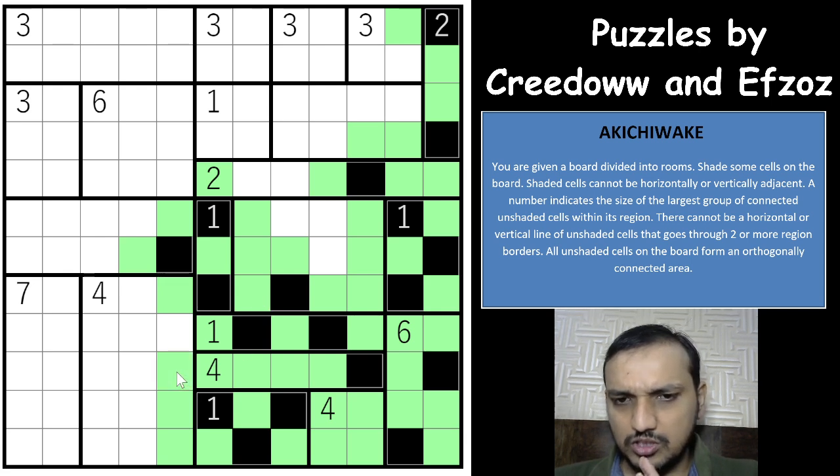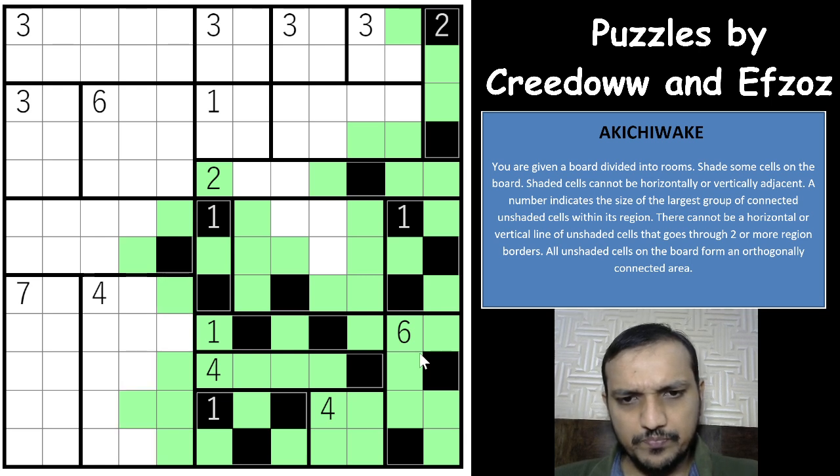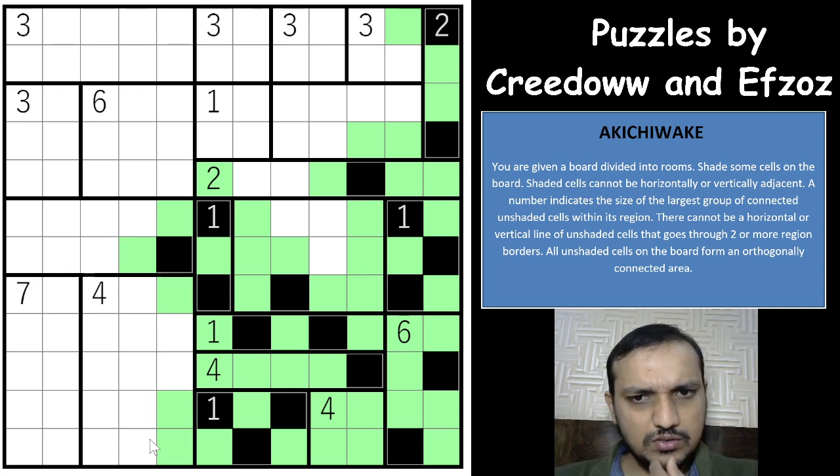If this is unshaded, the only possible way is this cell, right? And okay, that is possible. Come on, where else can we look? We know that you'll have 2 shaded cells diagonally here. So how does that help?